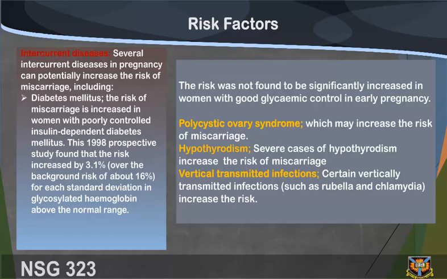Polycystic ovary syndrome, which may increase the risk of miscarriage. Hypothyroidism. Severe cases of hypothyroidism increase the risk of miscarriage. Vertically transmitted infections. Certain vertically transmitted infections, such as rubella and chlamydia, increase the risk.